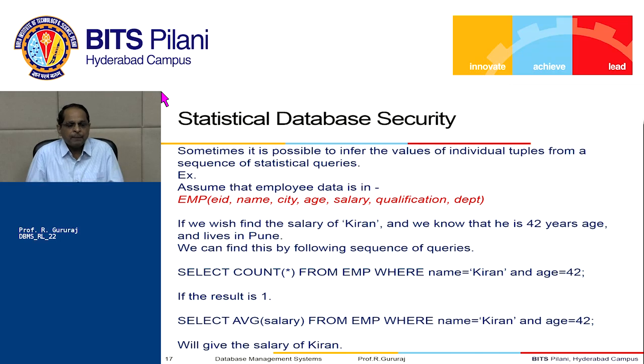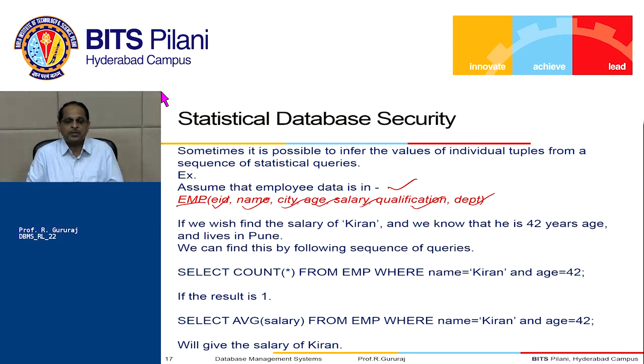Sometimes what happens is, it is possible to infer the values of individual tuples or persons from a sequence of statistical queries if they are framed intelligently. Let us have a look at this example. Let us assume that in a statistical database we have an employee table which has employee ID, employee name, city, age, salary, qualification and department.